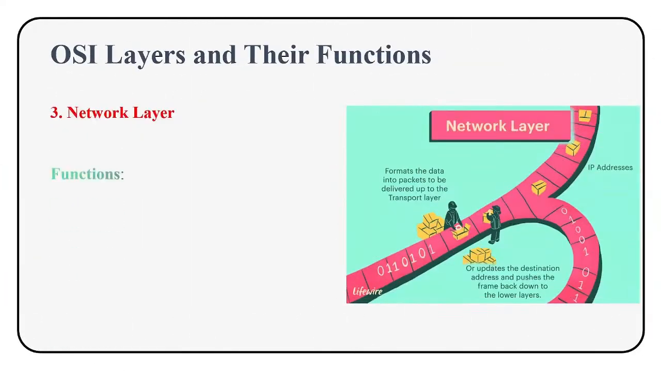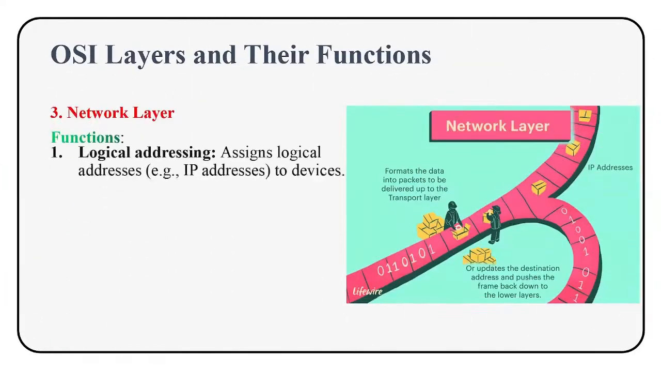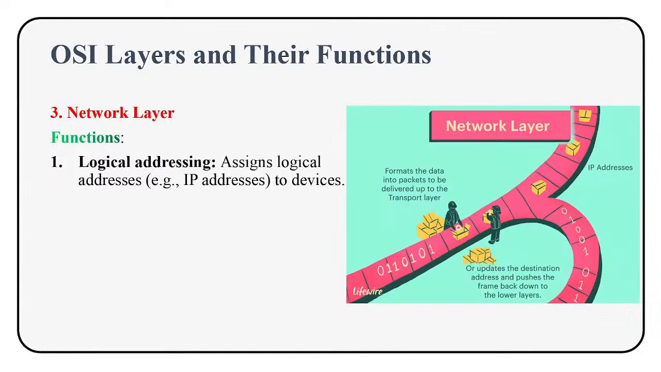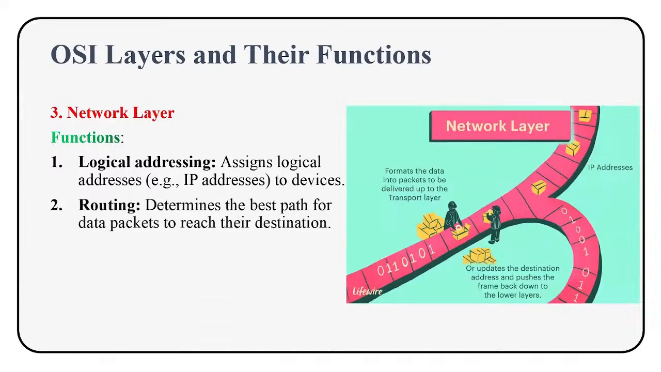Then the next one is the network layer. So here you can say the logical addressing is done in the network layer. Logical addressing, like IP addresses, to the devices are allocated. Then simply the routing is there, so it determines the best path for the data packets to reach their destination. Network layer is simply for the routing purposes. Firstly, the addresses are given, then the routing is done.